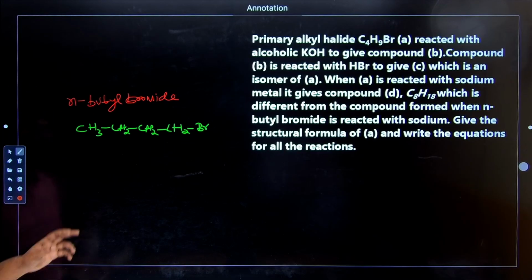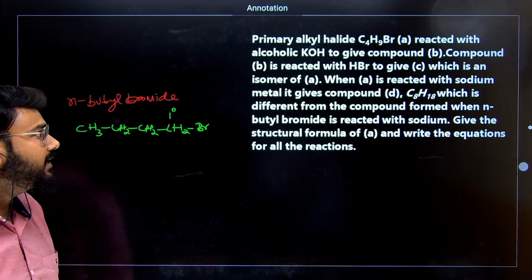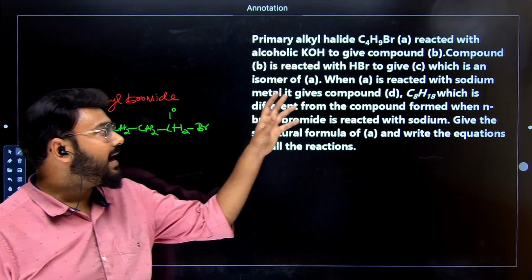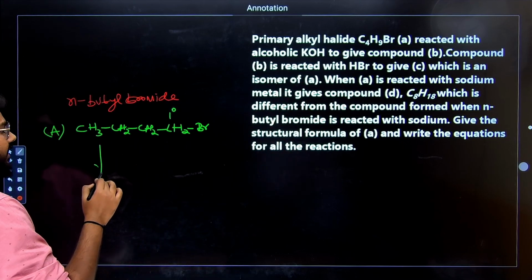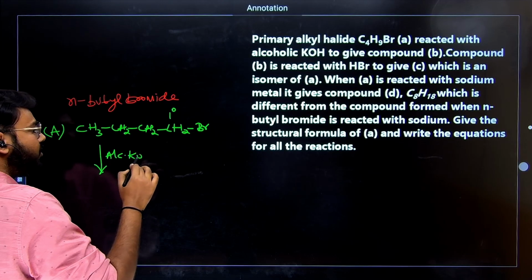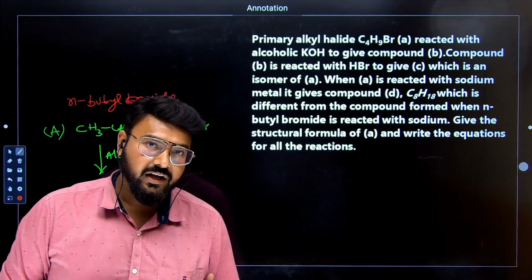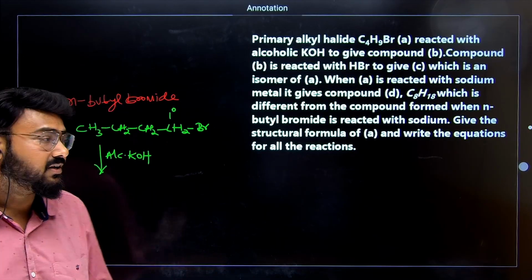N-butyl bromide, because it says primary alkyl halide, 1 degree alkyl halide. Now this is our substance A. Now it says it reacts with alcoholic KOH to give compound B. So let's add alcoholic KOH. Now you know aqueous KOH gives nucleophilic substitution reaction on haloalkanes, but when you use alcoholic KOH, it will carry out dehydrohalogenation, alpha beta elimination.